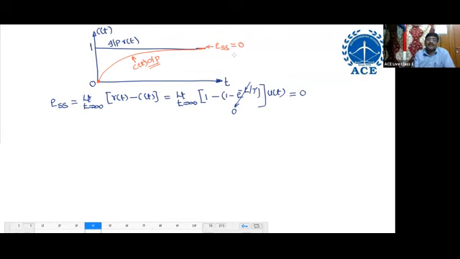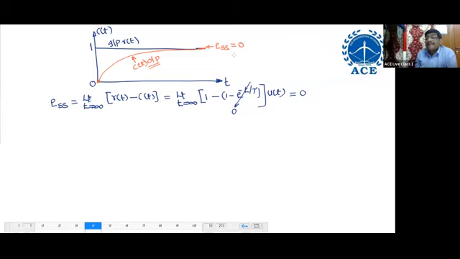That is what I wrote here: the error is equal to 0. The steady state error becomes 0. Because the output reaches the input, the error becomes 0. This is the unit step response. Okay?